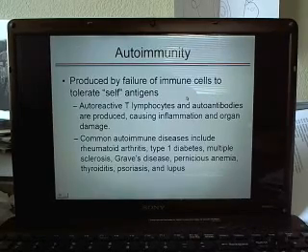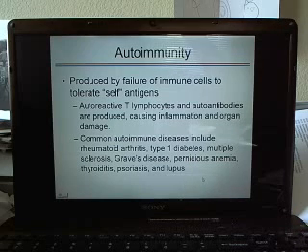We have autoimmune diseases where the body's attacking itself: arthritis, diabetes, multiple sclerosis, lupus, where, in lupus, the body attacks its own DNA.